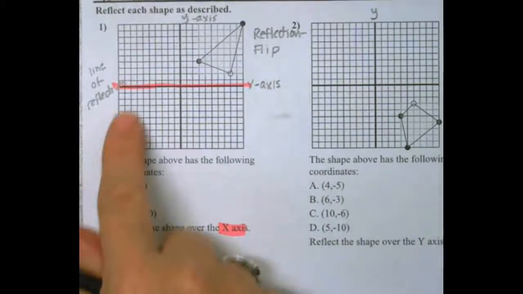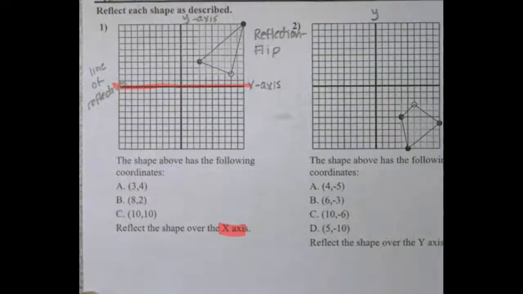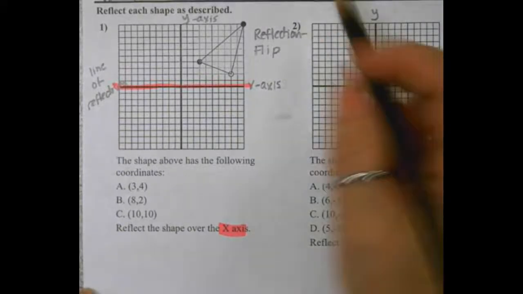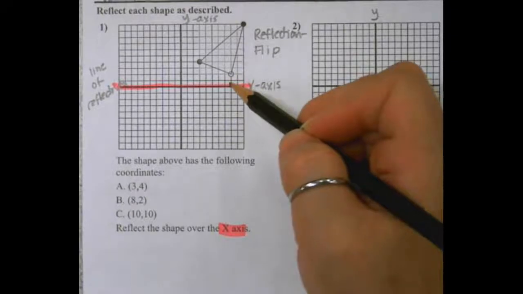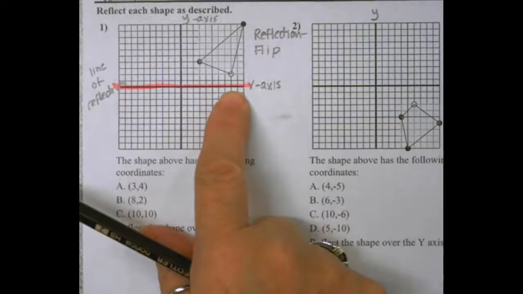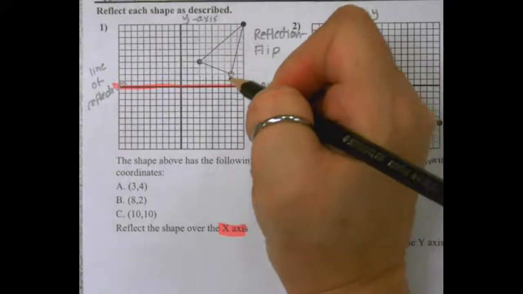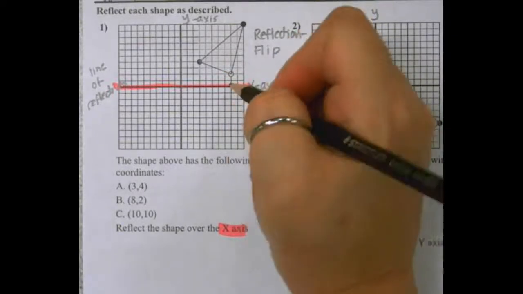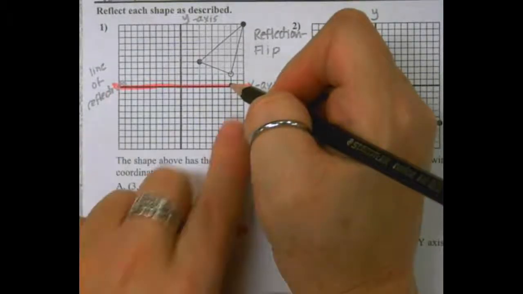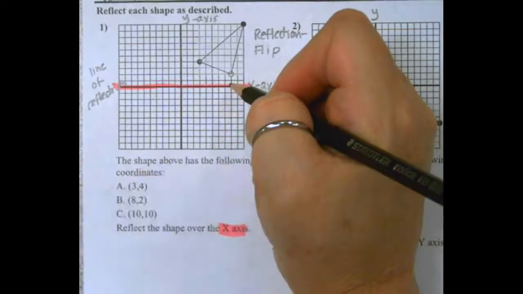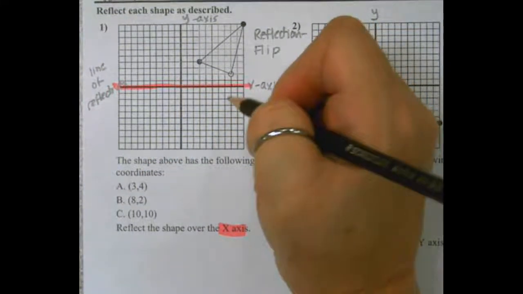Okay? So this is your line of reflection. So we're going to take our points and we're going to count how many boxes it takes to get to that line. So we'll start with this one here first. I've got 1, 2, correct? So once I've counted 2 boxes, because that's how far it took me to get to here, I'm going to count another 2 past it. 1, 2. And this becomes my first point.